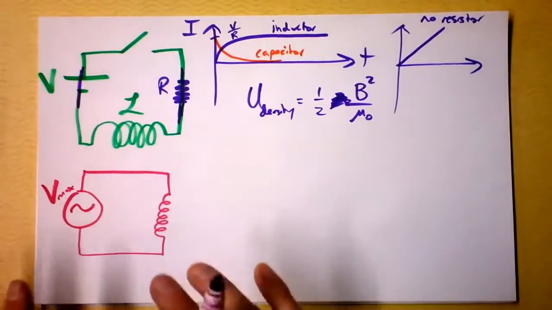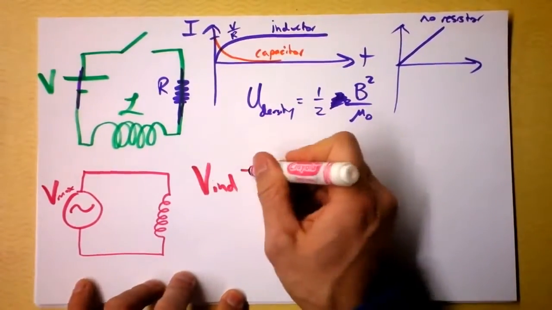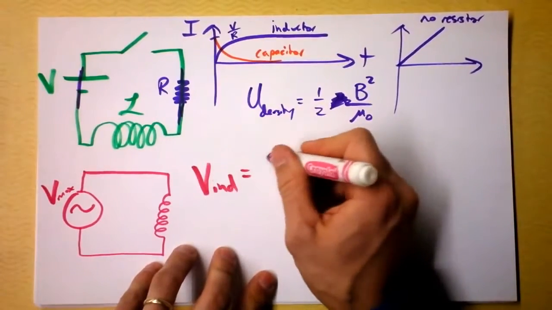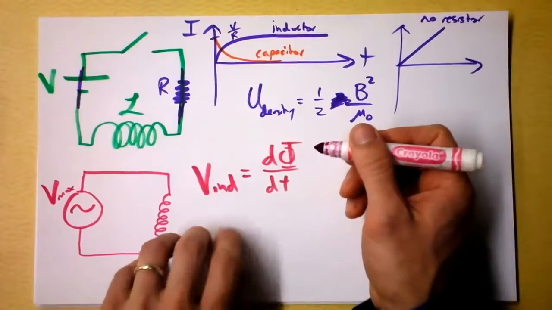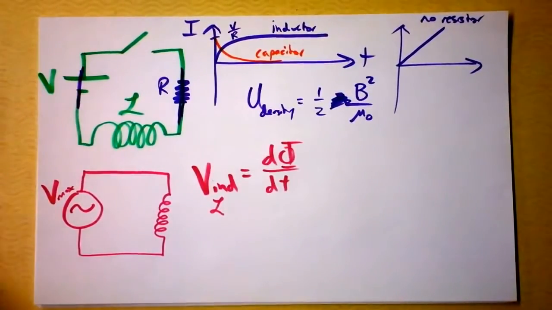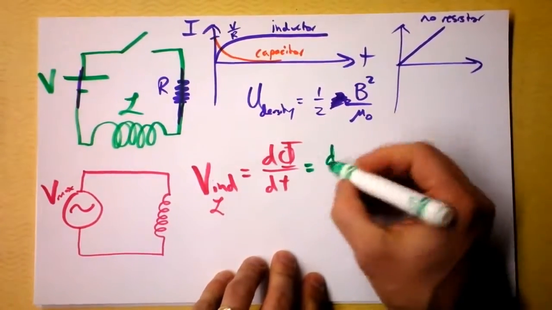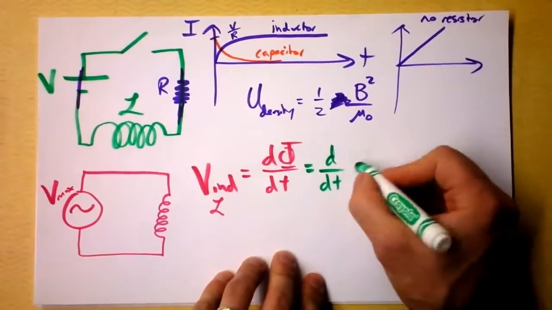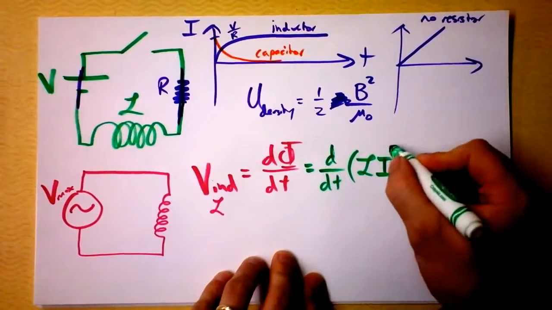So there's a derivative in here, remember? What if I tell you the induced voltage is just dΦ/dt? That's the induced voltage on the inductor. And this is really just the definition of inductance. It's the same thing as d/dt of the inductance times the current that's going through the inductor.